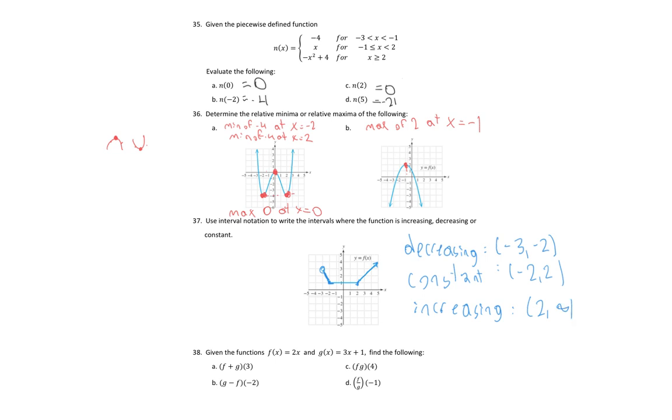Okay, now for question 38. Given the functions f of x and g of x, find the following. So first one is f plus g of 3. This is the same thing as f of 3 plus g of 3. So f of 3, if I plug 3 into that, 2 times 3 is 6. G of 3, I plug 3 in here. 3 times 3 is 9, plus 1 is 10. So just add those together, I get 16.